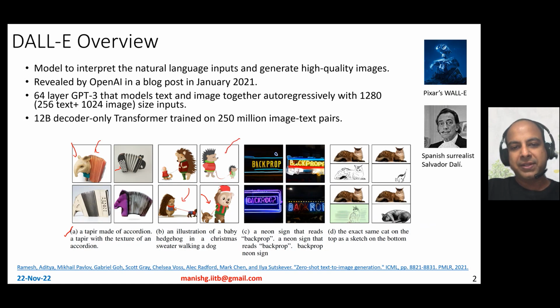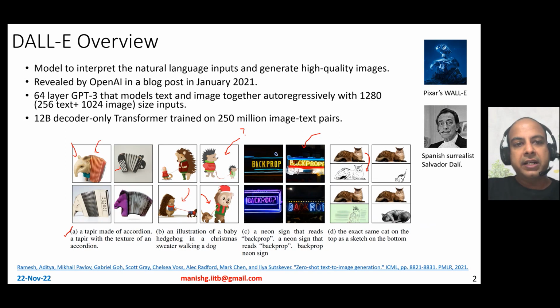Of course, it sort of screws up in some cases where a hedgehog is actually not walking a dog, but walking a hedgehog. However, there are other interesting capabilities like a neon sign that reads backprop. So it creates such creative, nice signs. Or you could also do interesting tasks like image to image translation. So the exact same cat on the bottom as a sketch on the bottom. So this is like a sketch generation task being done by DALL-E.